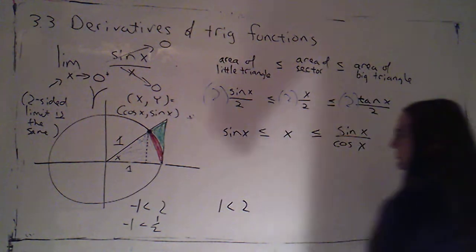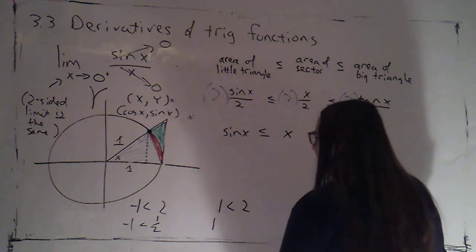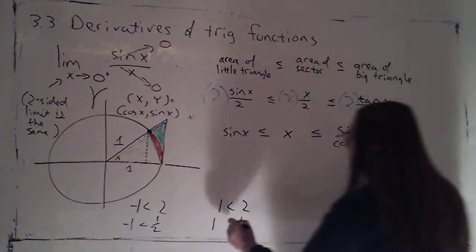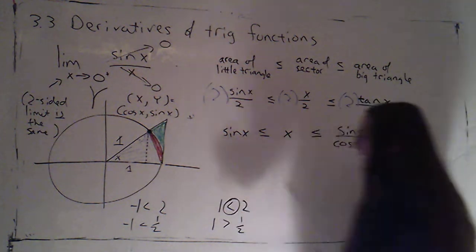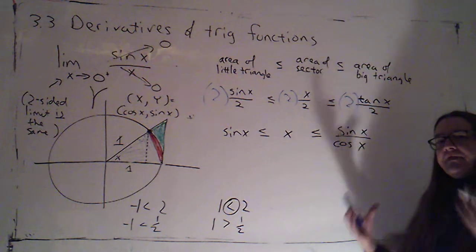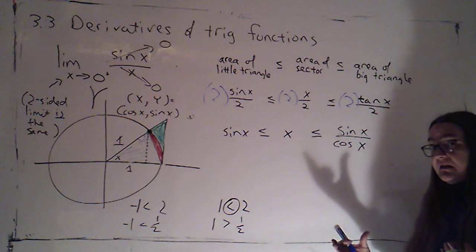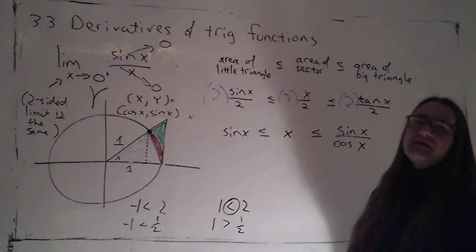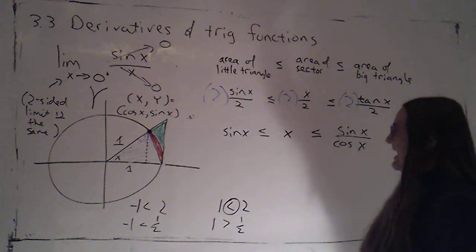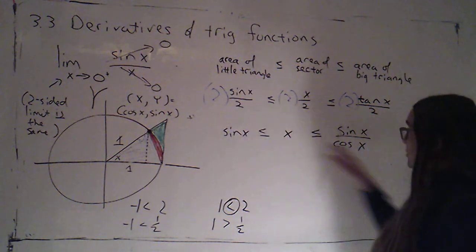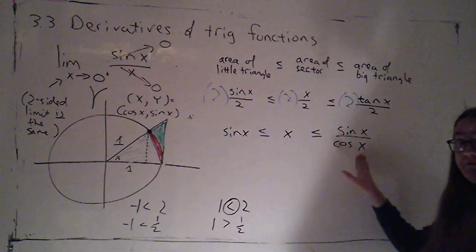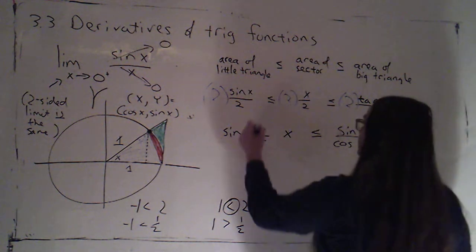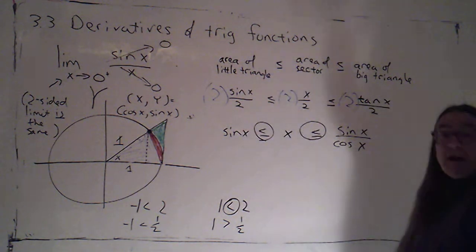1 is less than 2. If I take the reciprocal of 1, I get 1. If I take the reciprocal of 2, I get 1/2. We've just reversed that relationship. If things have the same sign, when you take the reciprocal, you reverse the inequality that describes that relationship. So I can do that. All of these things are positive. I can take the reciprocal, but when I do, these inequalities are going to change to greater thans.